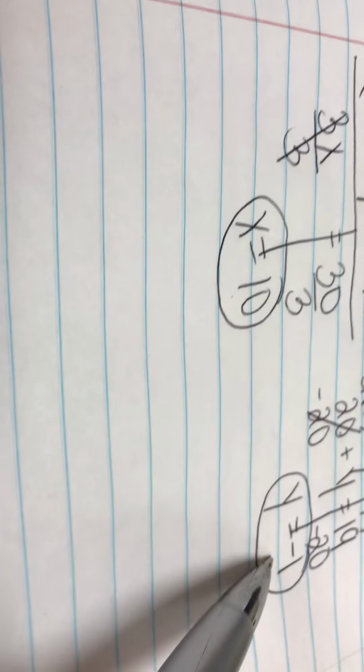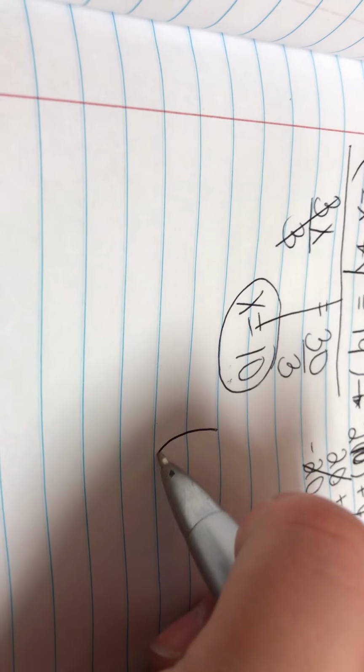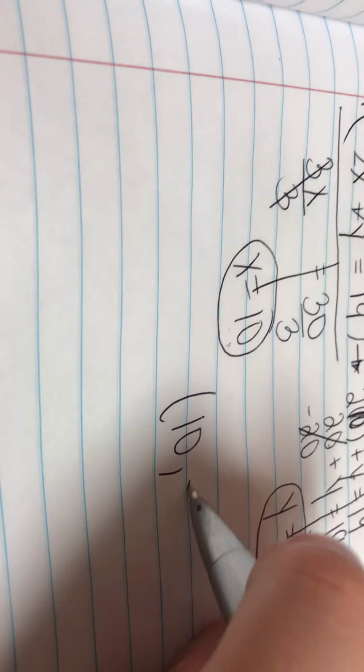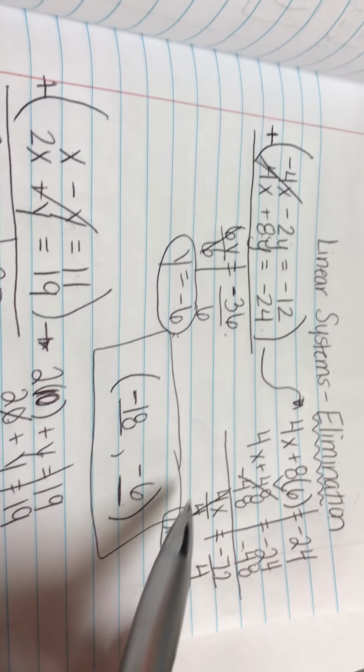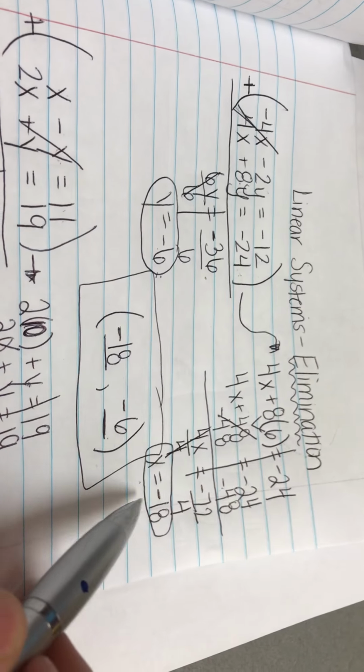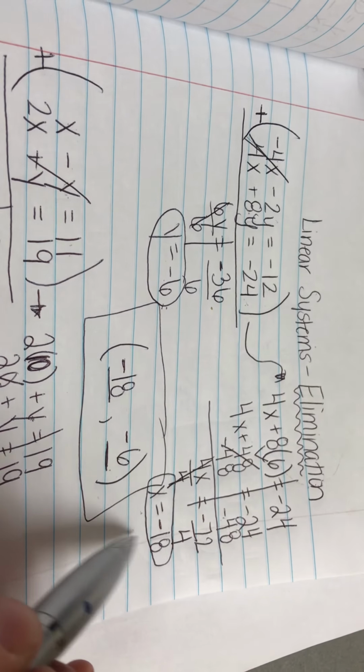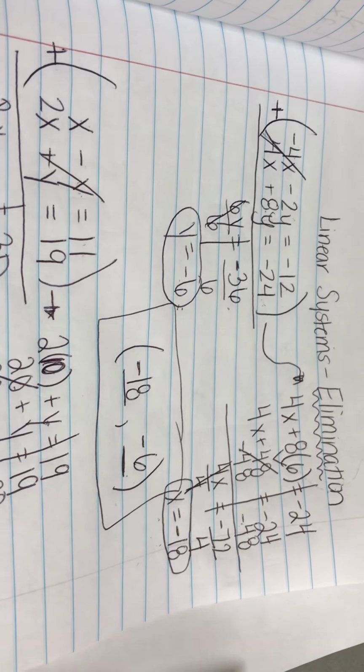Now when I go to write this, x comes first, so I have to write 10 and negative 1. If you noticed on the one we did up here, if I accidentally wrote negative 6, negative 18, that would be backwards because x comes first. So negative 18 had to be first.